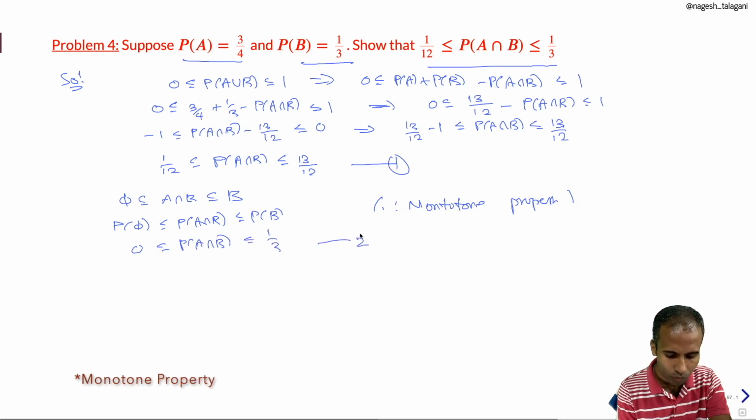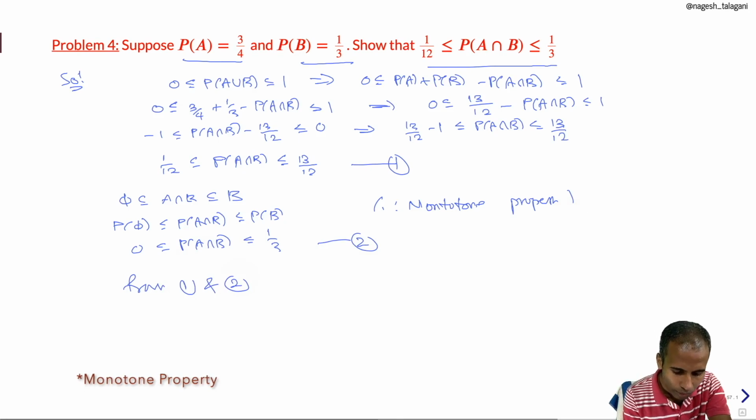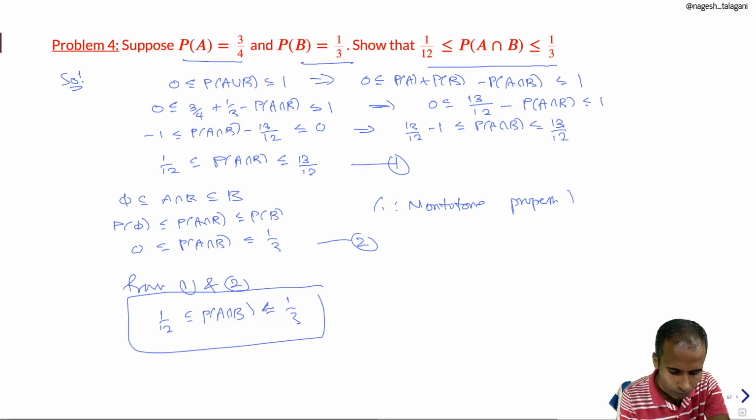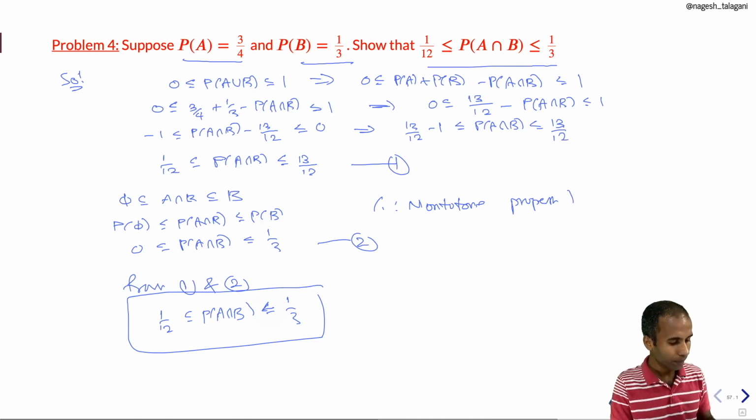So this is 2. From 1 and 2, we can conclude that the probability of A intersection B lies between 1 by 12 and 1 by 3. Okay, we're done.